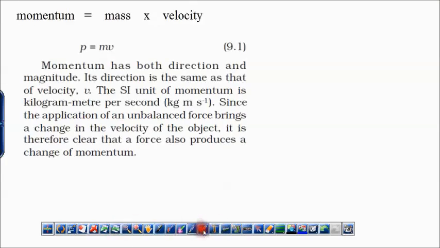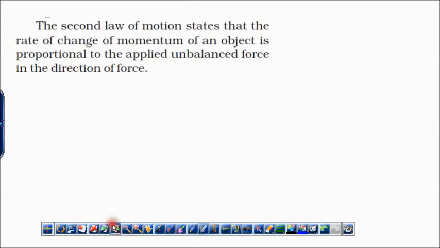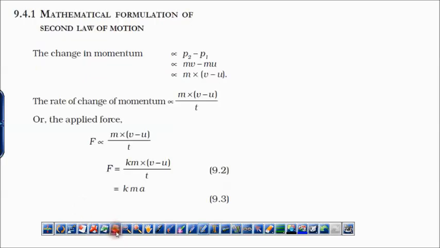So the second law of motion tells us about momentum, that momentum is equal to mass into velocity, P is equal to mv. And the second law of motion says the rate of change of momentum, matlab change in momentum with respect to time, is equal to the unbalanced force acting on it. Then there is a small derivation which you have to do.